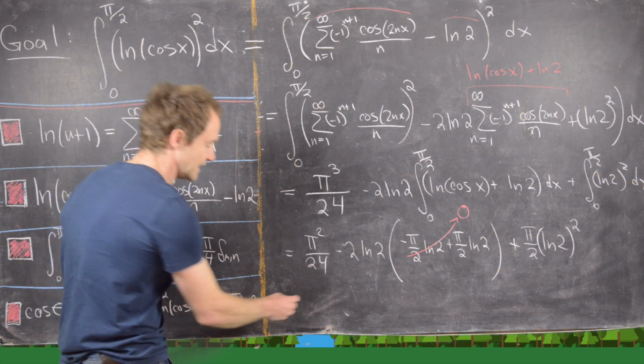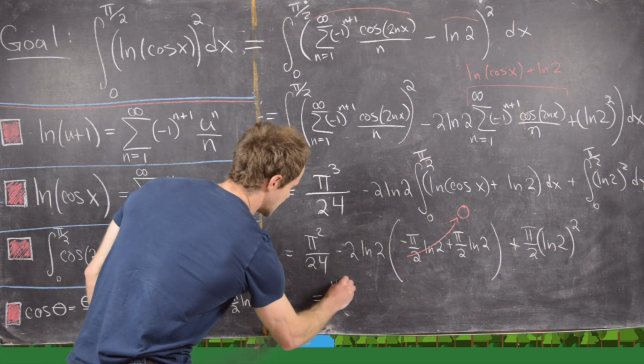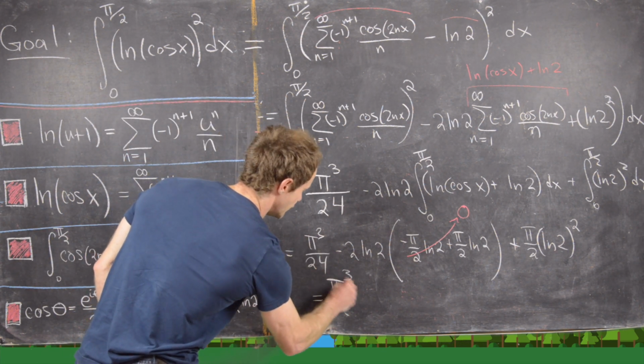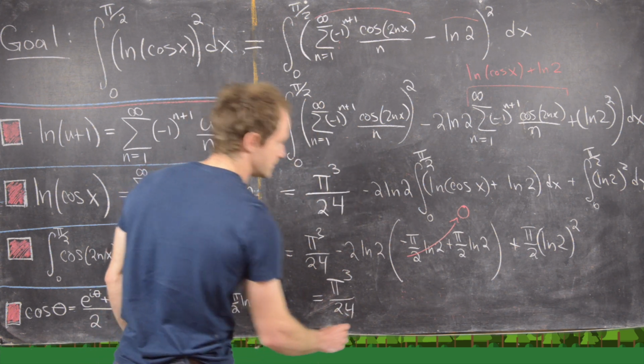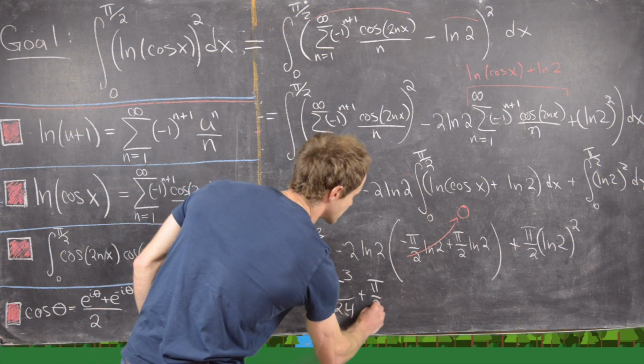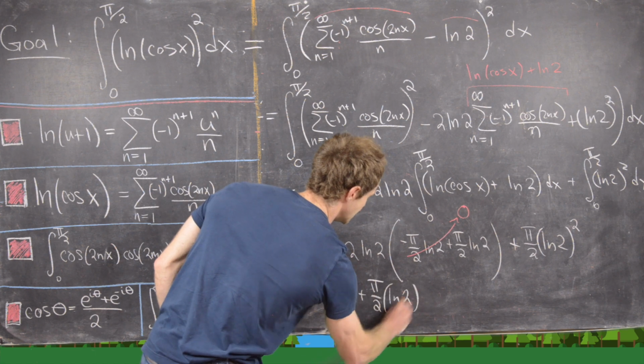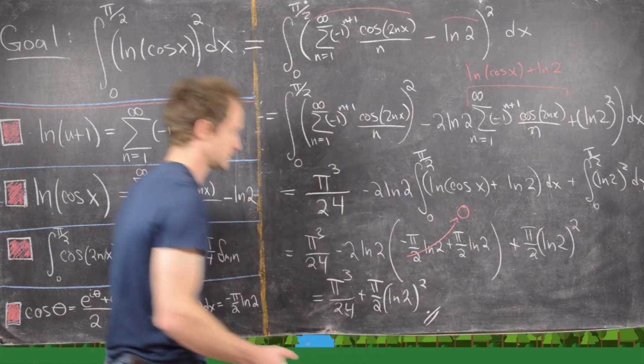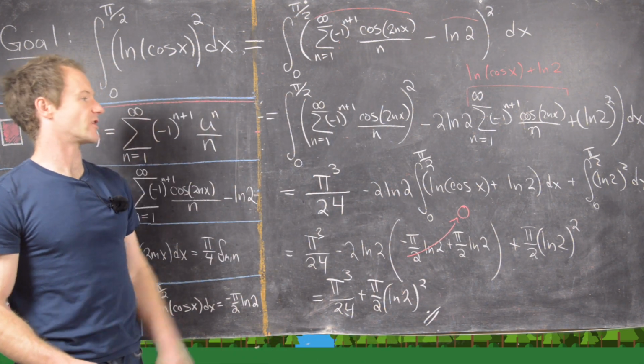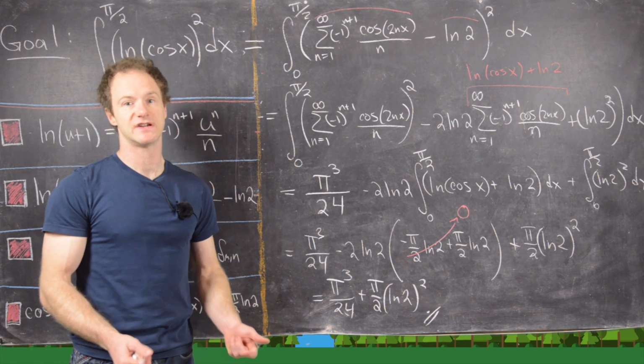Okay, so now we're ready to just write the answer down. So we get pi cubed over 24 plus pi over 2 times natural log of 2, quantity squared. And so that is the value of our goal integral. So that finishes this video.